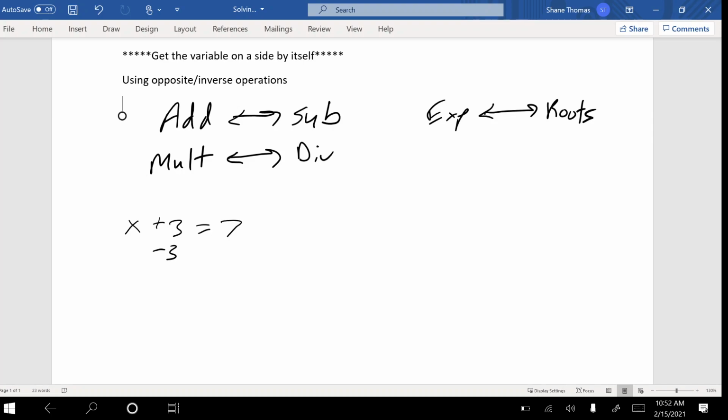If I do it to one side, I must do it to the other. Okay? You must be what I'm going to call fair. You must be fair. Do it to one side, do it to the other. You lose balance of power unless you do it. All right? So this guy's going away. What's 7 minus 3? 4. So x is equal to 4. Not bad, right?